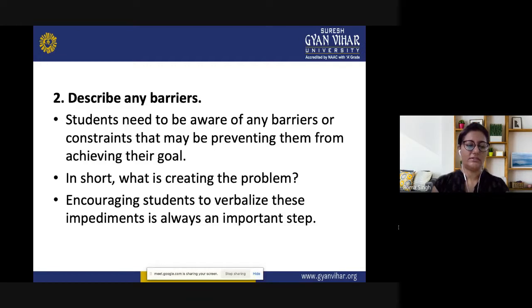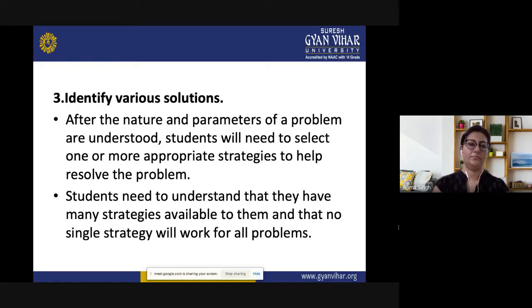Then the next step is describing any barriers. This is very important: the students need to find out what kind of obstacles are there in bringing out the solution. They need to be aware of what constraints there are that may prevent them from reaching their goal. First of all, they have to remove all the barriers that are creating the problem. If they have found this out, they will be able to proceed to the next step.